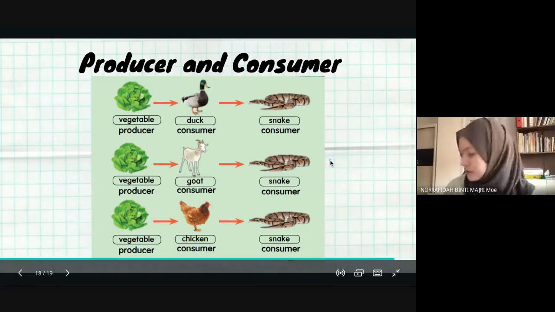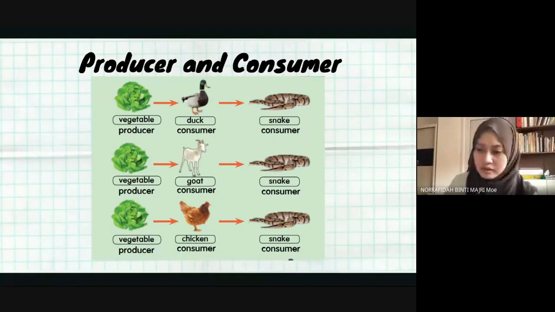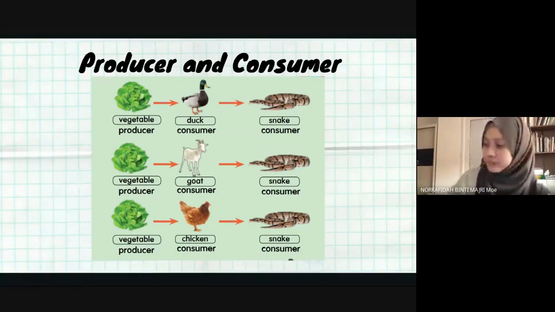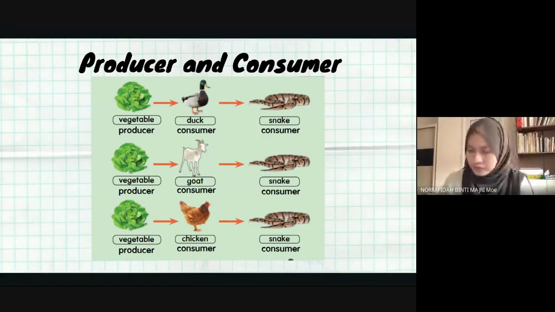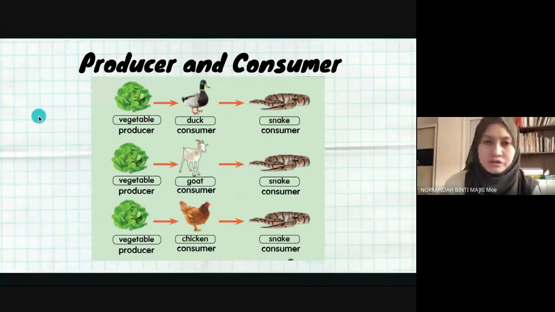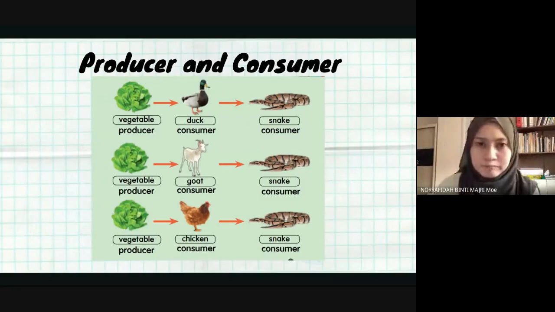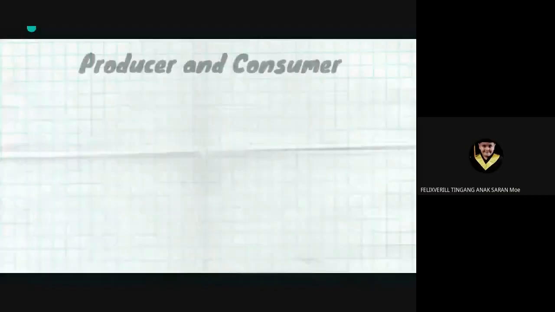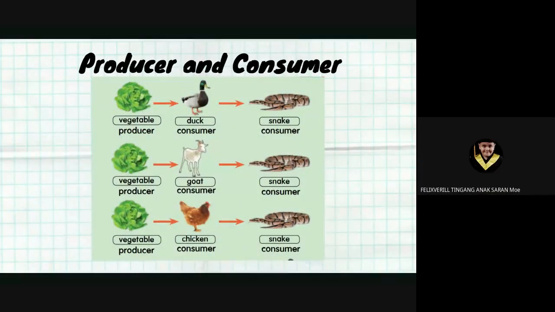Next page in your textbook, page 79. Okay. So do you understand about producer and consumer? Yes. Okay.